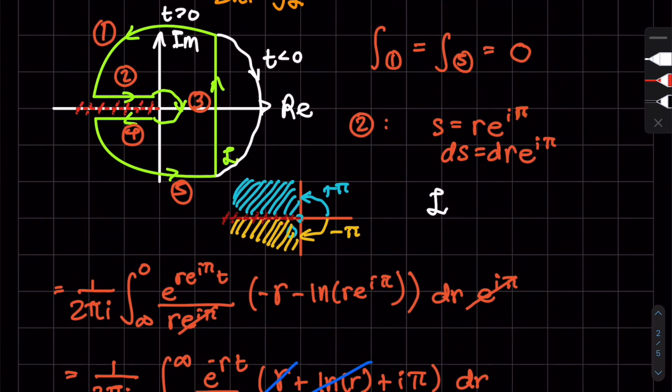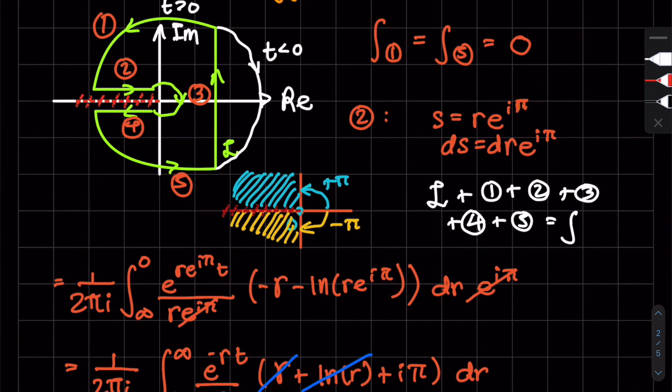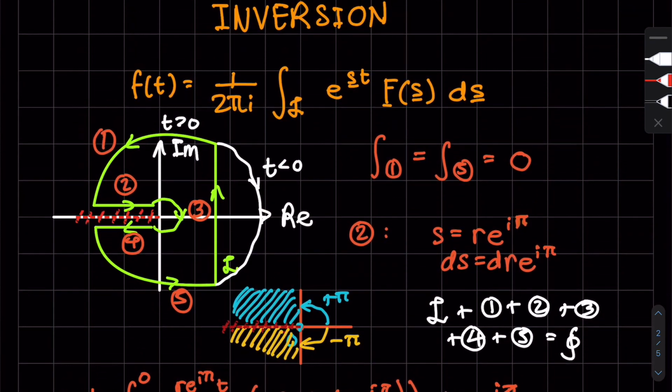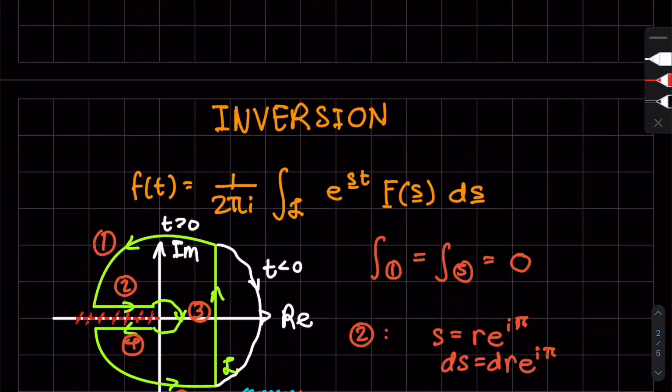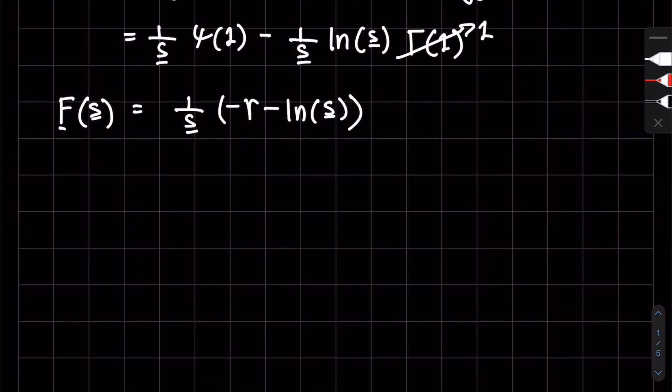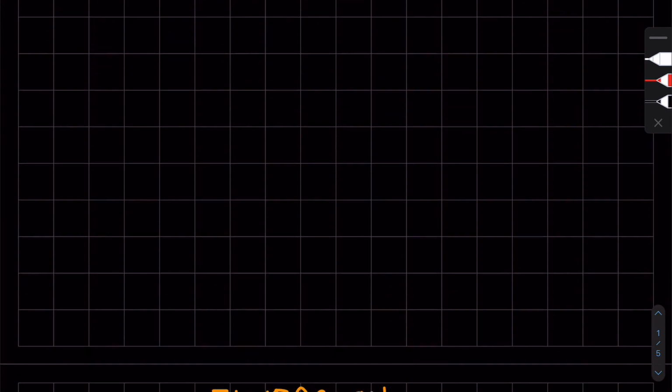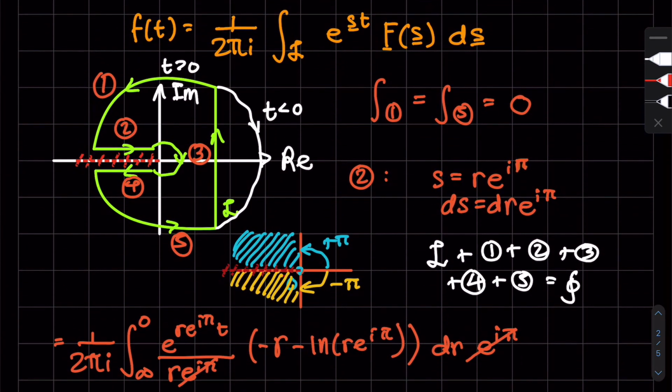So just on the green parts, L, that's the vertical part, plus segment 1, plus segment 2, plus segment 3, plus segment 4, plus segment 5. They constitute the entire contour integral, but since the entire contour integral of the integrand, which is e to the st times capital F of s, you see the pole happens at s equals 0, because a natural log blows up and 1 over s also blows up. We're avoiding that. There's no other pole. It's completely analytic.